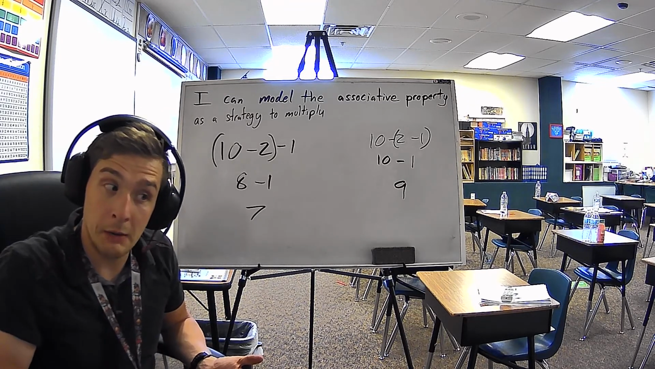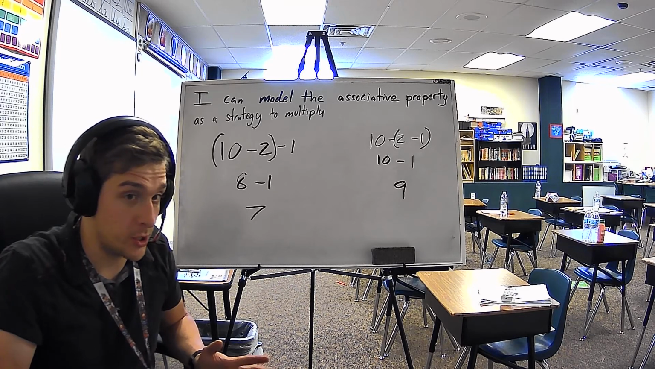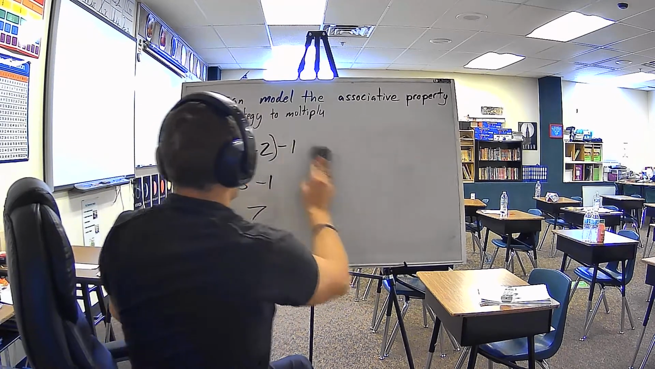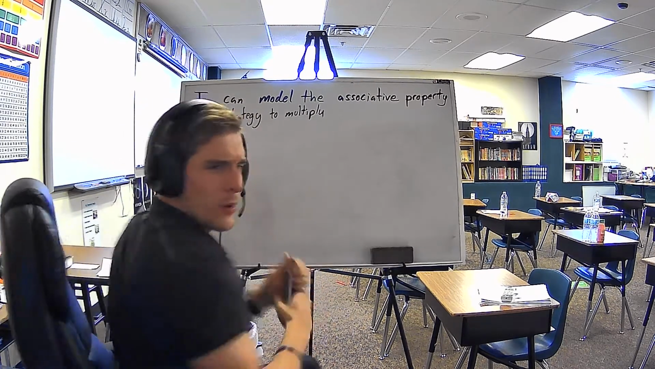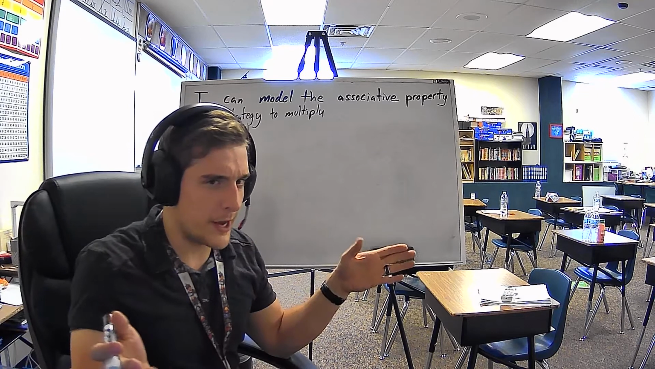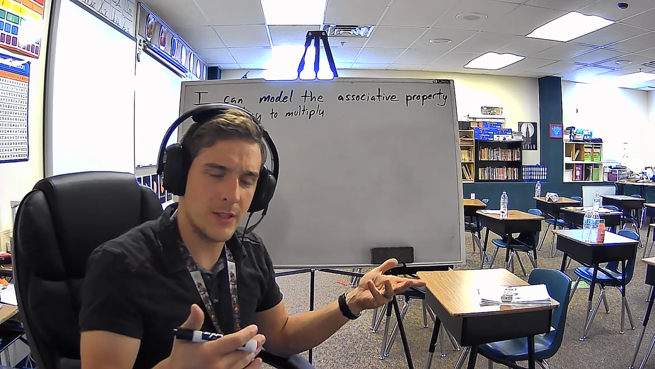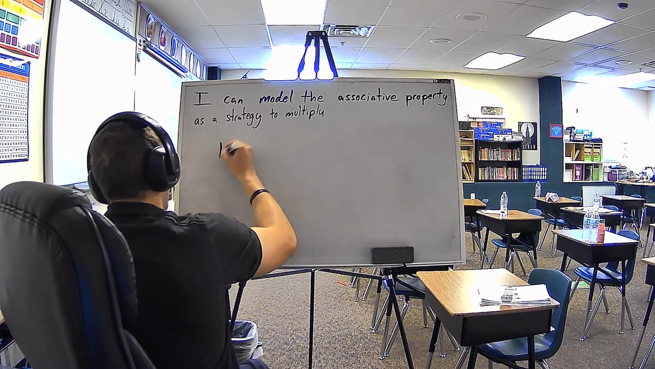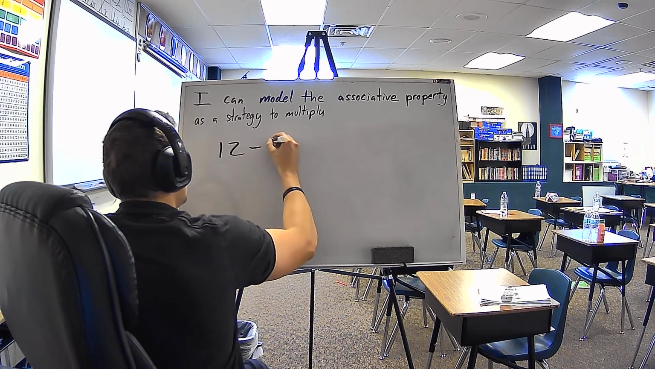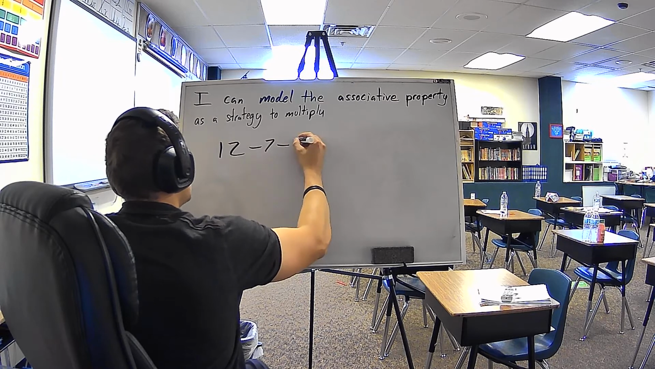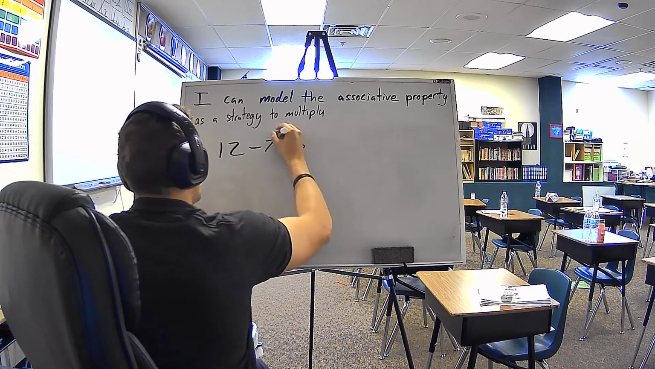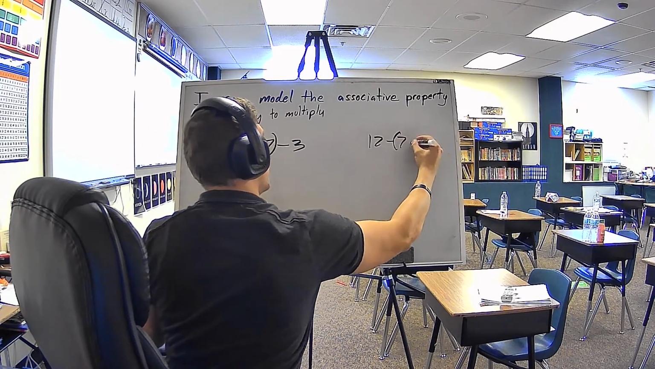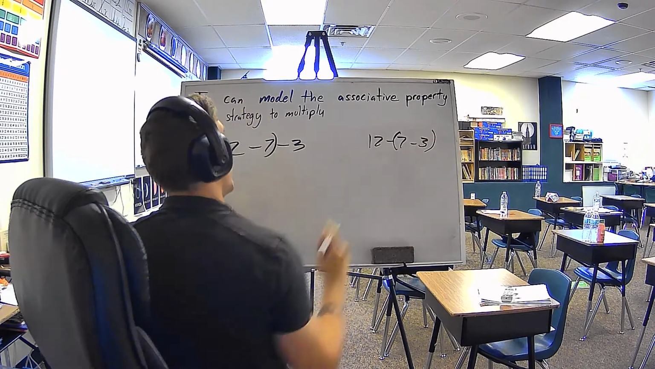Should we maybe try another one just to make sure? Maybe I did something wrong. Because it worked if it was all addition, and it worked if it's all multiplication, so I want to say it would work if it's all subtraction. Let's try another one. Let's try 12 minus 7 minus 3. Put the parentheses around the 12 and the 7. And 12 minus 7 minus 3 with the parentheses around the 7 and the 3.